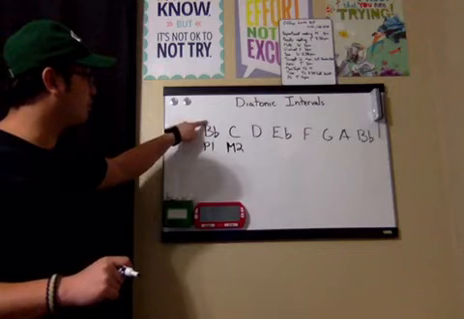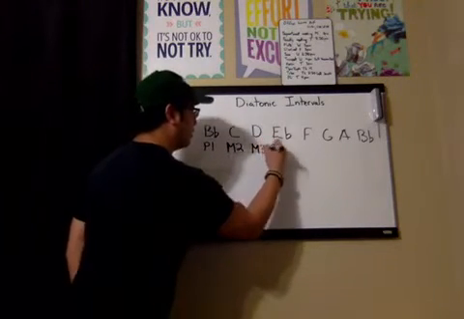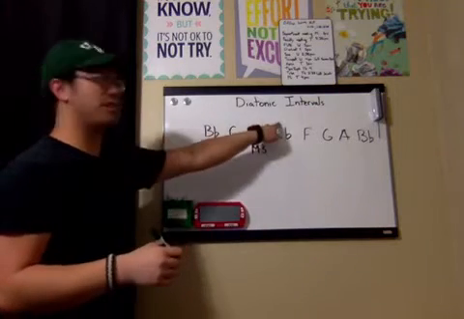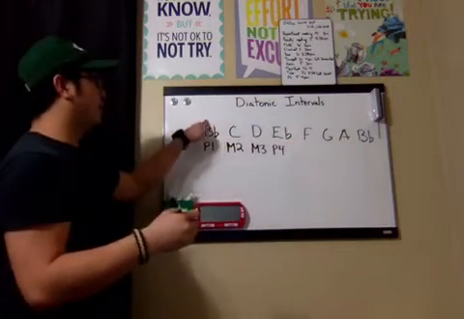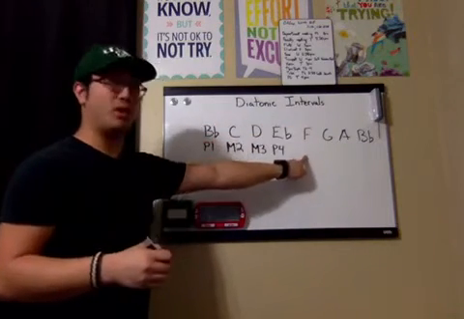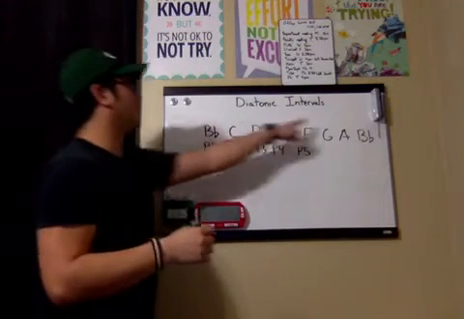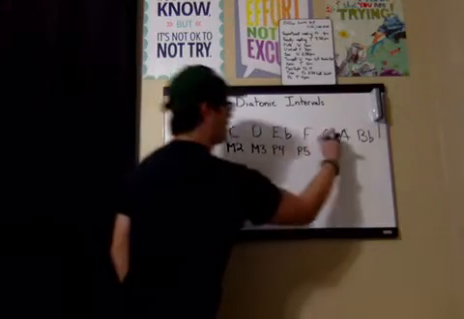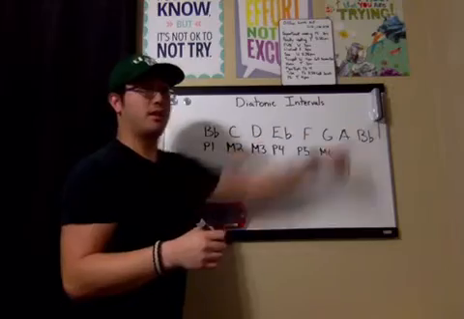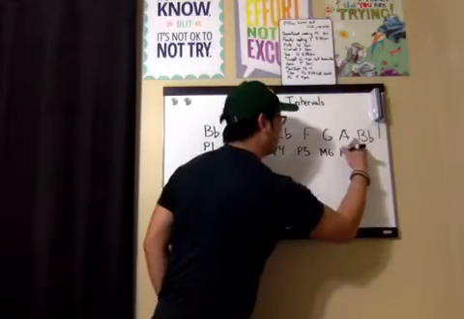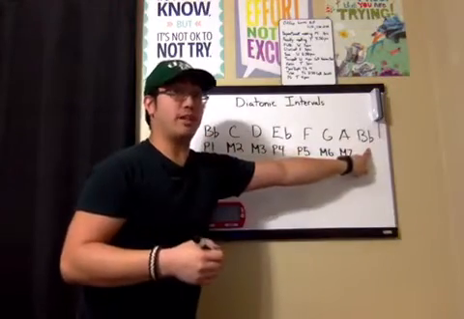The distance from this note to this note is a major third. This note to this note is a perfect fourth. This note to this note is a perfect fifth. This note to this note, a major sixth. This note to this note is a major seventh. And this note to this note is a perfect octave.